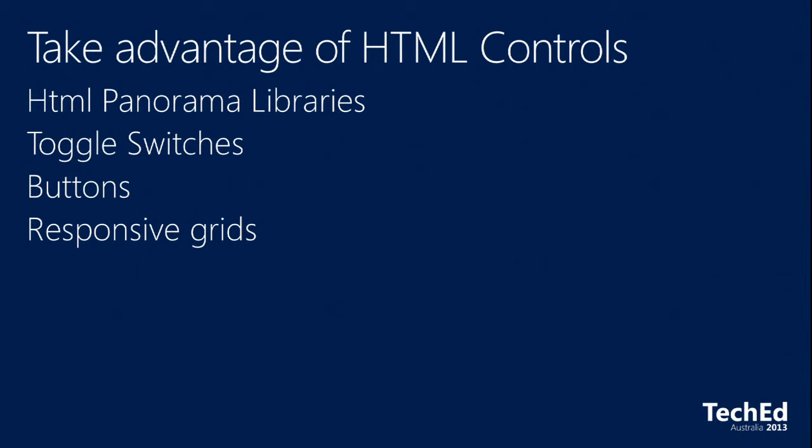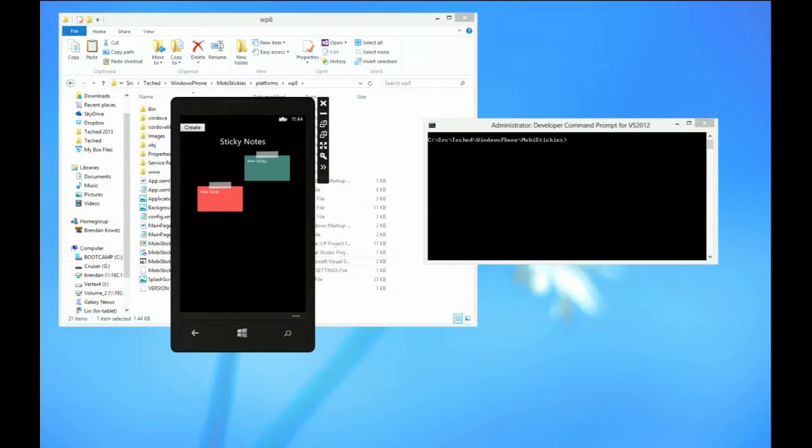That's really good. Okay, so how can we take advantage of other native controls? Okay, so your app doesn't have to look like a web app. And there's a whole bunch of things out there that allows you to not do that, okay? So the first one is there's actually our JavaScript HTML panorama libraries. Toggle switches are quite common. There's buttons, obviously there's buttons with all the touch events. And there's also the responsive grids that are going to help us sort of scale our app to different sizes. So I have a few more demos of those two things too. This is not going to take long.